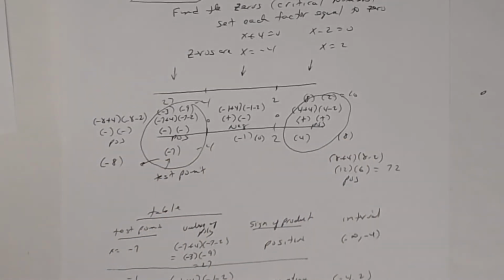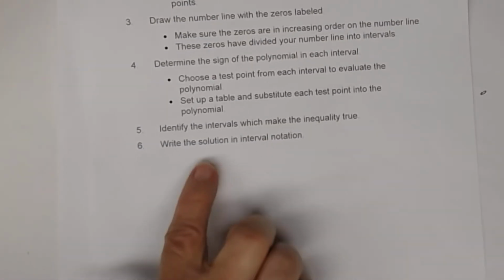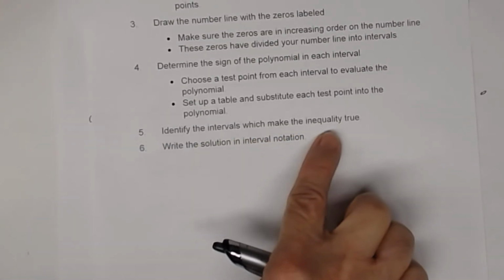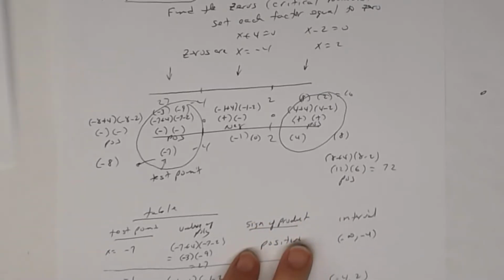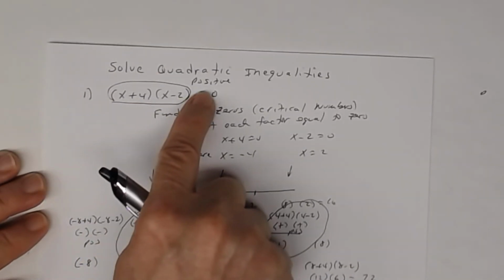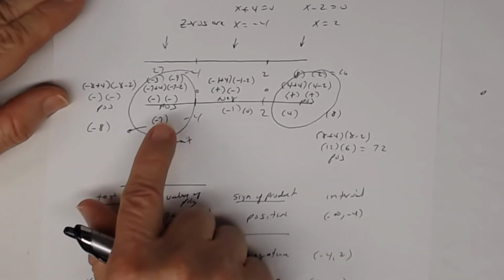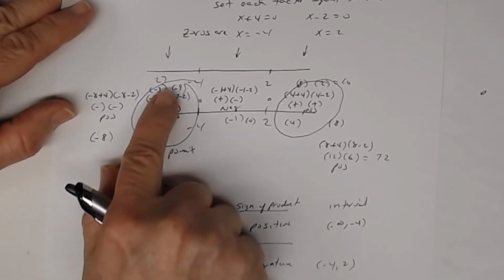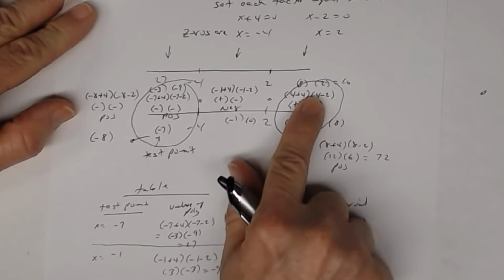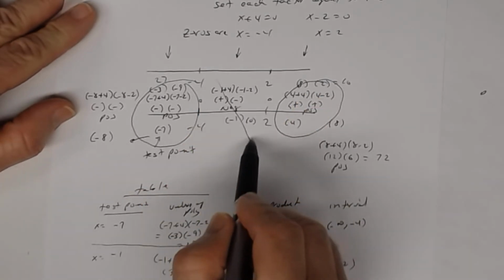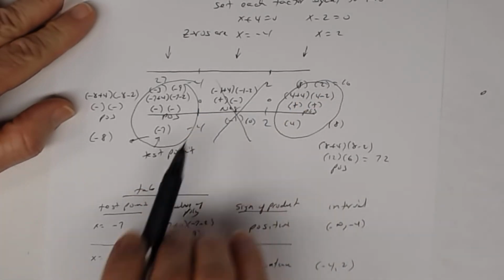Okay, so that was number 5. I identified the intervals which make the inequality true. I wanted this inequality to be positive. So the intervals that make that inequality true are this interval and this interval. Not this interval, not this one, because that makes the inequality negative.